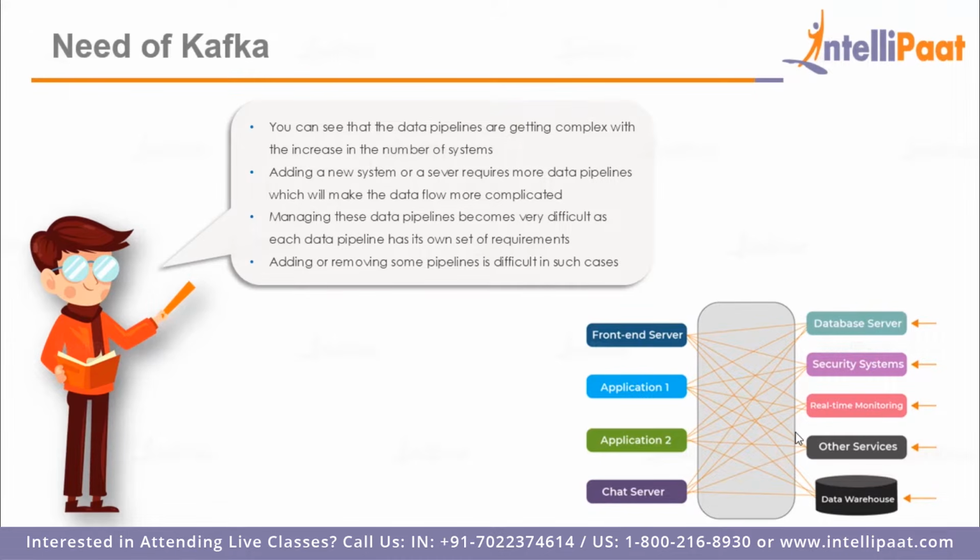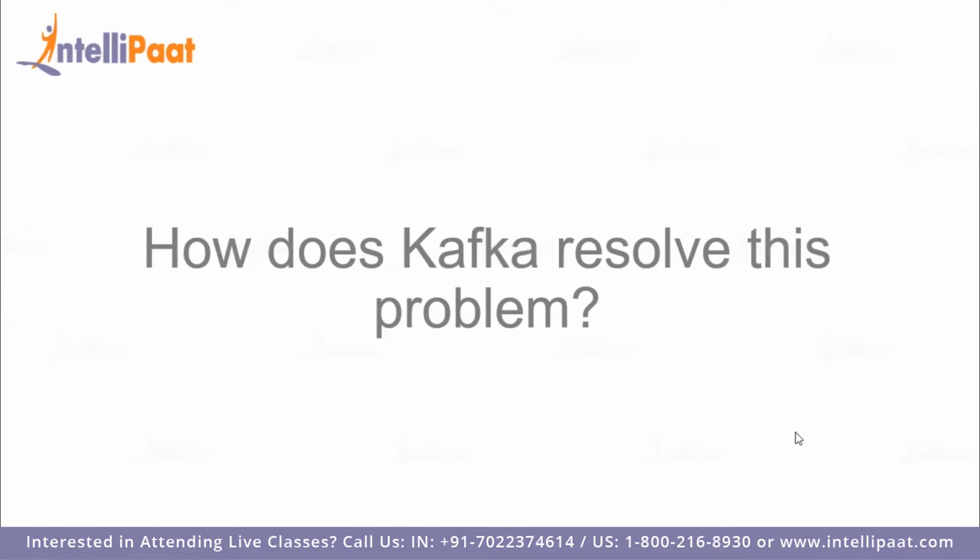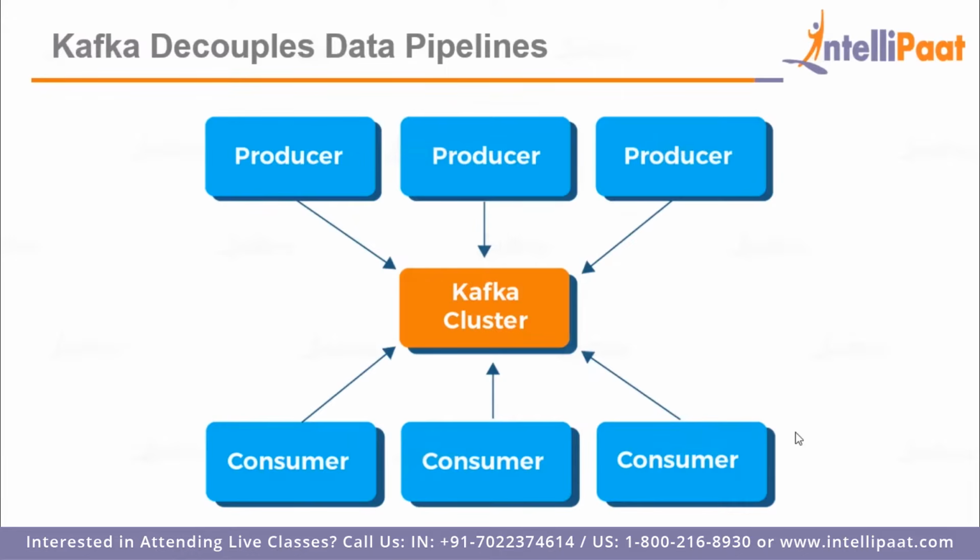And even adding or removing some of these pipelines is difficult in such cases. So this is where Kafka comes in to solve this problem. Now, Kafka is basically a messaging system. Now, what is a messaging system? So just consider that this is a system which is there between the front-end servers and the back-end servers. And this basically decouples all of the data pipelines.